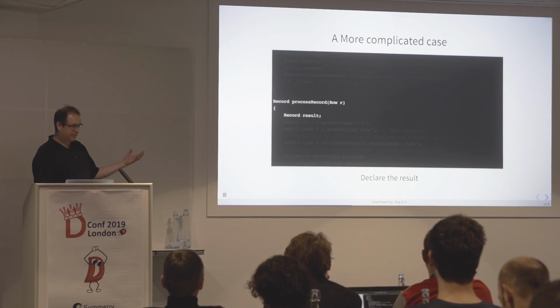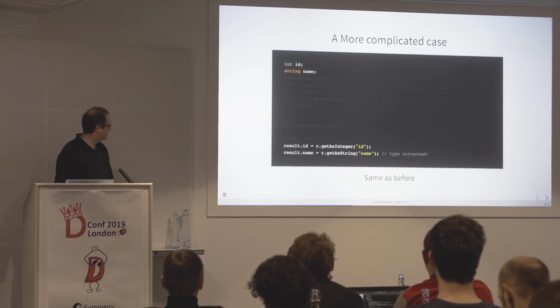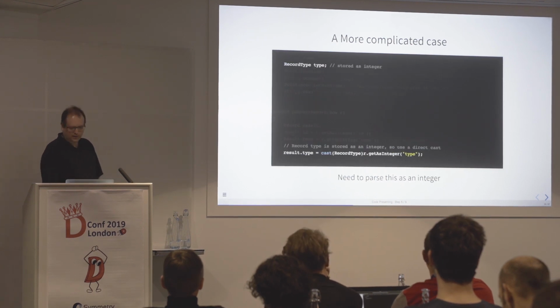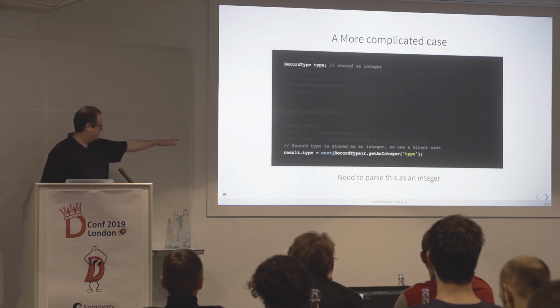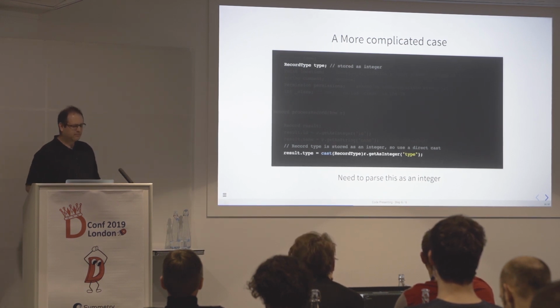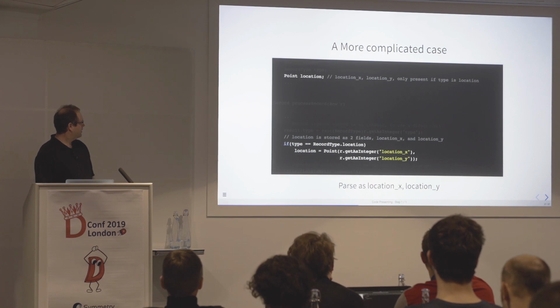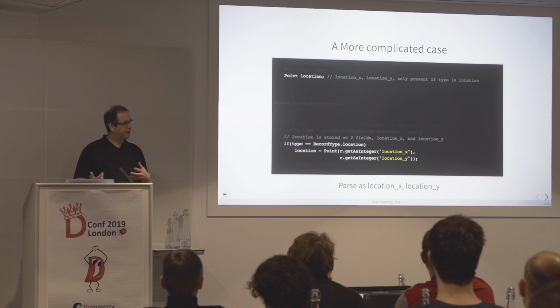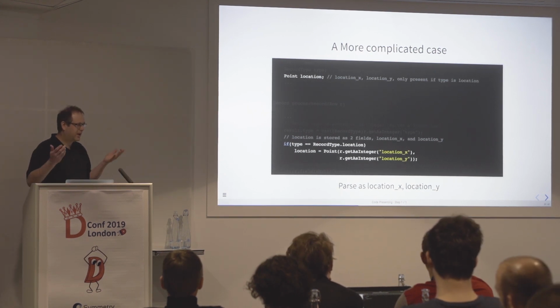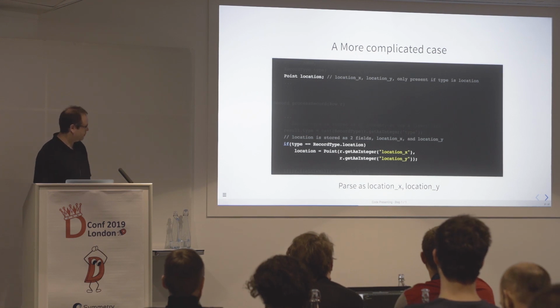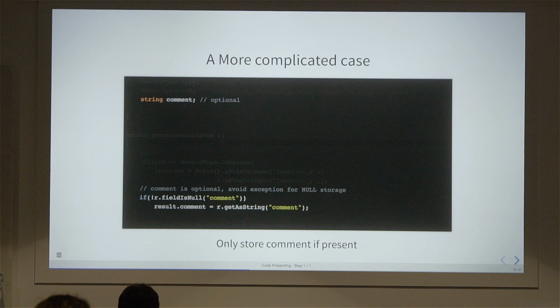So doing our manual function again, we declare the result. This is the same as before. We're getting as integer, get as string. We get it as a record type. Now we get it as an integer, and then we cast it. Point location. So this checks first, are we a location type? If so, get it out. Otherwise, they're going to be null, and you're going to possibly have an exception or whatever when you try to get that. Only store the comment if it's present, right?